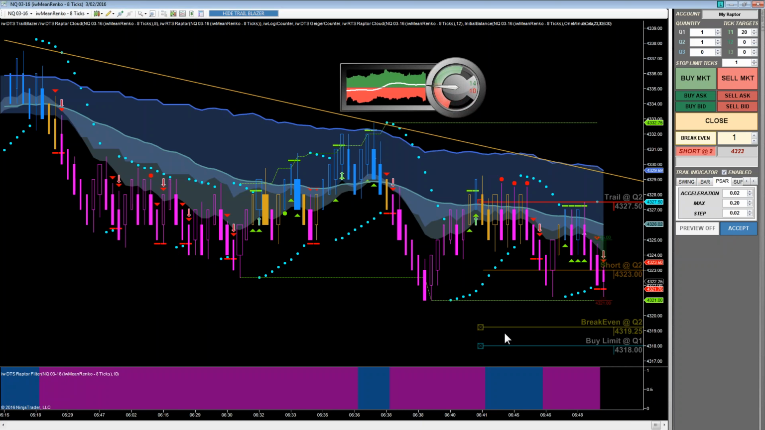I have an auto break even in play also, so that if we get down below this 43.21 area, it will automatically take my stops regardless of where they are and take them to break even plus one tick. And I can set that to be more or less as well if I want to protect more or less profit.